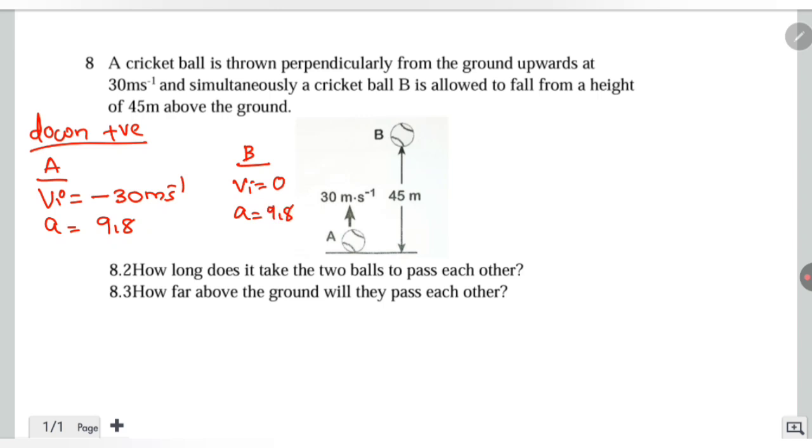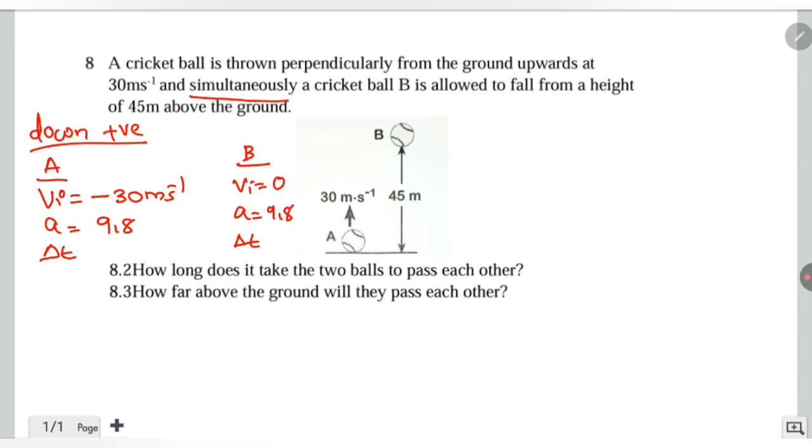And we need to calculate the time when they pass each other. A and B pass each other at the same time, right? Because we are throwing them simultaneously. We are allowing them to move simultaneously, so they will take the same time to pass each other. So for A, delta t is delta t, and for B also delta t is delta t. So how do we tackle this question?